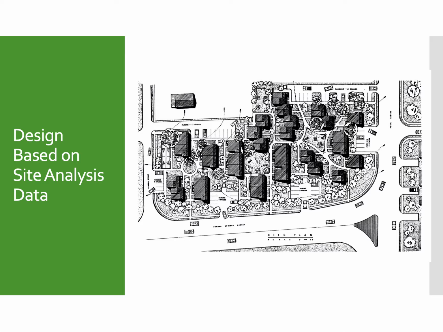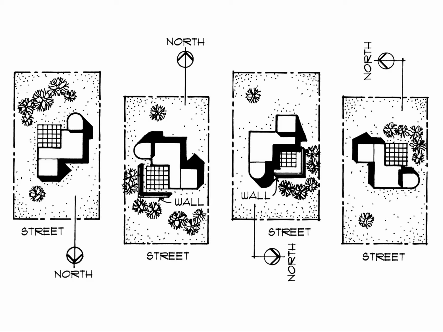And then here is design based on that site analysis. And you can see all the houses are facing a certain way. And that has to do with the data we gathered. Here's the house on the site. Say we've decided this is how we're going to potentially site it.